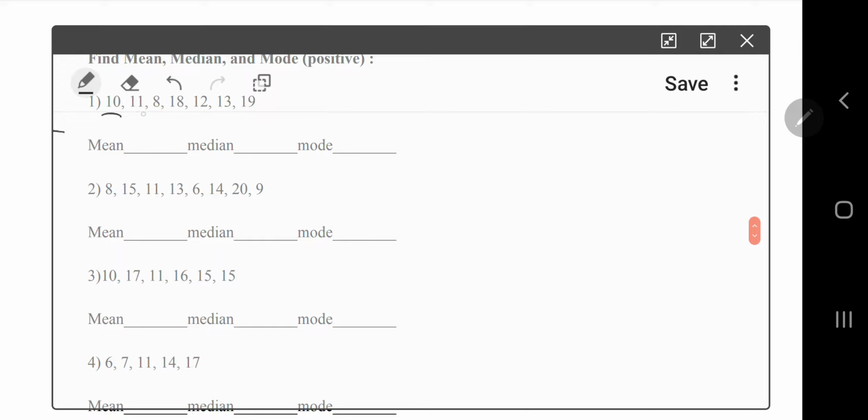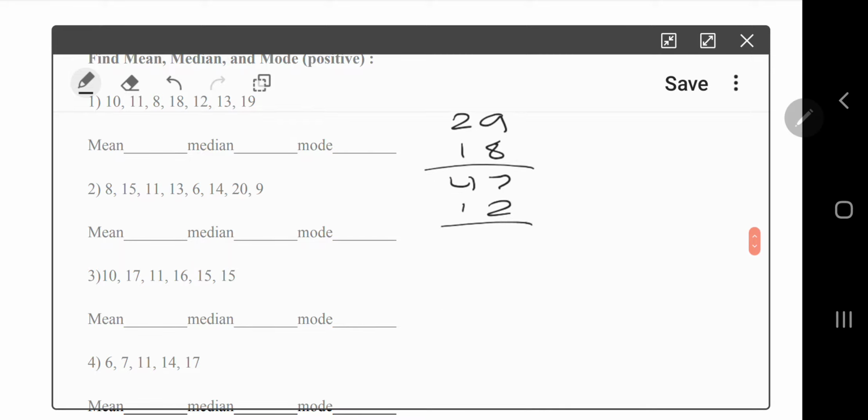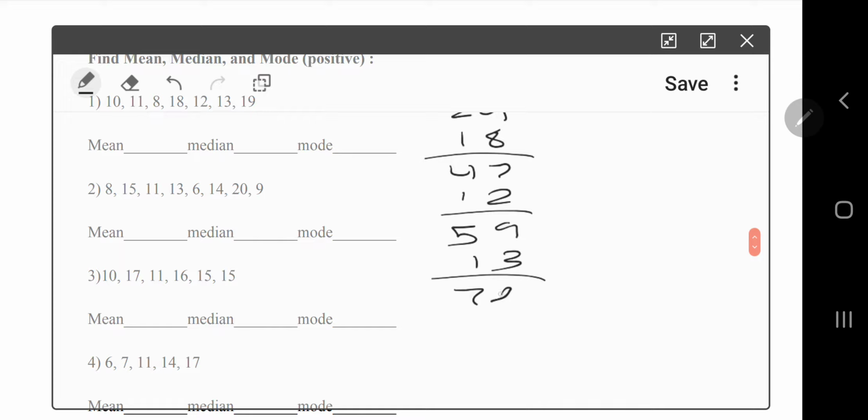So we have 10, 11, 8, 18, 12, 13, 19. You want to add all of these individual numbers together, and you want to divide it by how many numbers there are. So let me do that. 10 plus 11 is 21, and then add 8, which is 29, and then 18, which is 47, and 12, which is 59, and then 13, which is 72, and 19, which is 91.